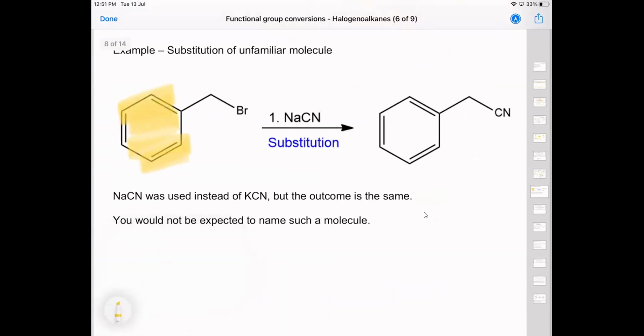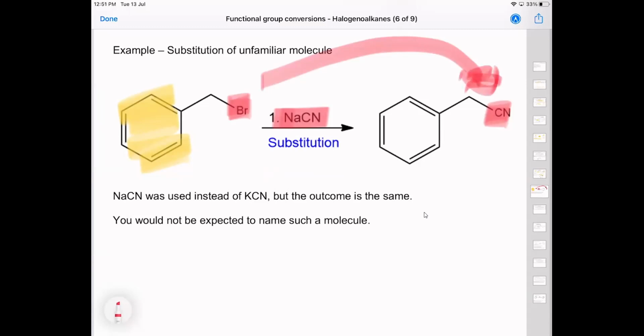Ignore that. Focus on the bromine, focus on the chemical, and realize that it's just a substitution reaction that looks like that. They used NaCN, but it's exactly the same as KCN. It's just a different group 1 metal. So the important part is that you have the CN inside whatever you're adding, or the substitution thing.